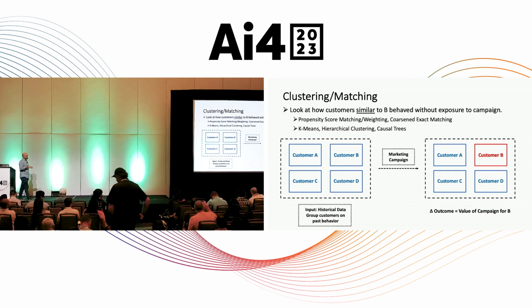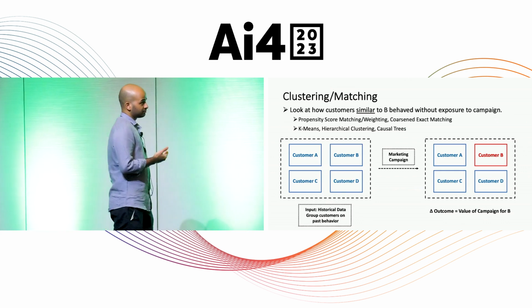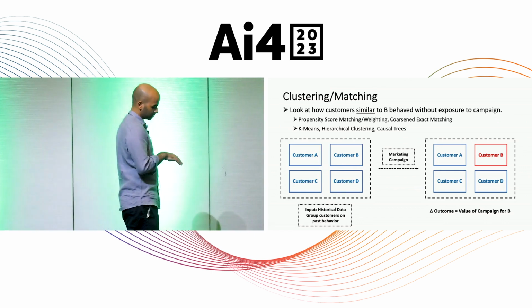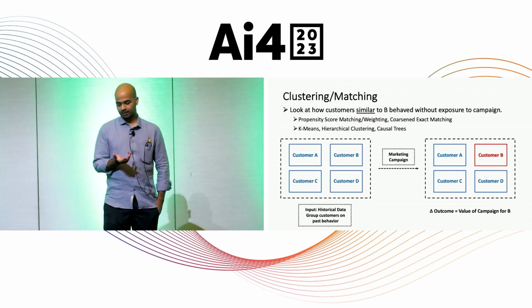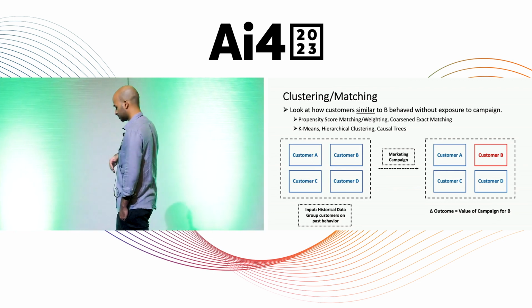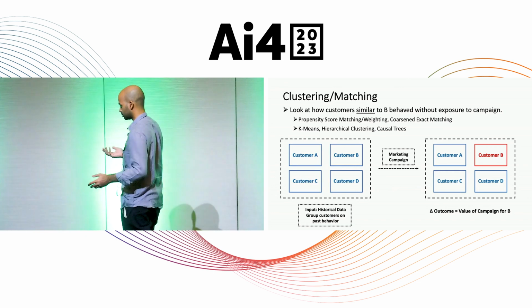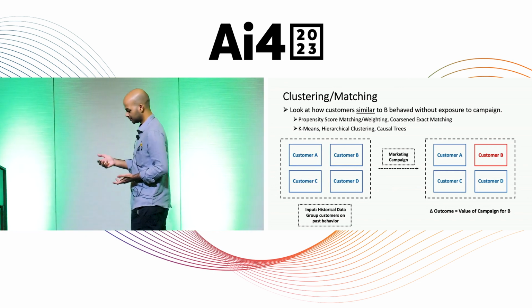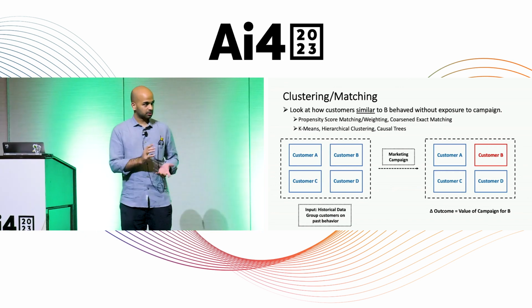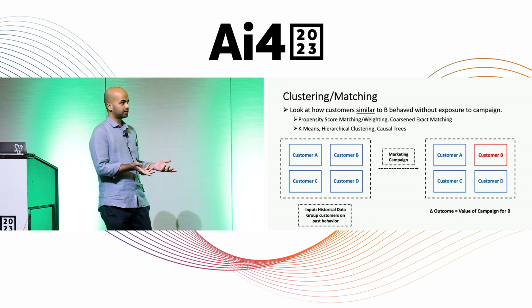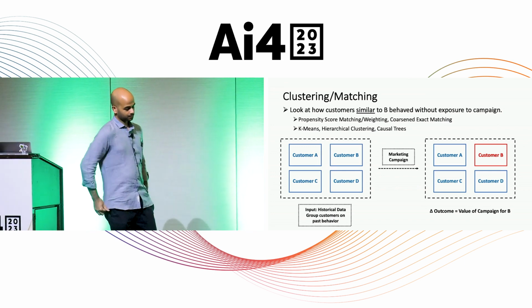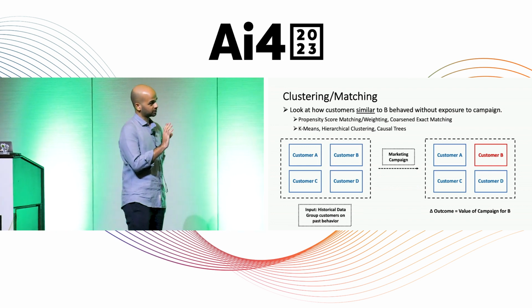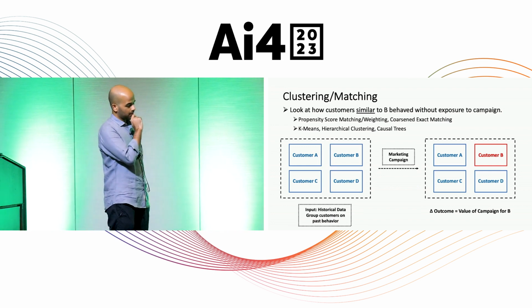Okay, so you can't see the same customer twice. You can't see them with and without the campaign. But maybe you can do the next best thing. Maybe you can find a customer who is very, very similar to customer B, who has seen your marketing campaign. And if this customer is sufficiently similar, you can assume that whatever they did would have been what your customer B, who has seen the marketing campaign, would have done had they not seen the marketing campaign. So that was a bit of a mouthful, so let me go back to that one more time.